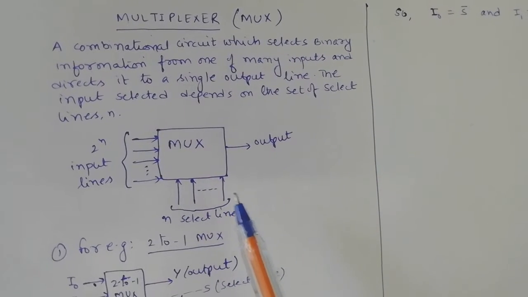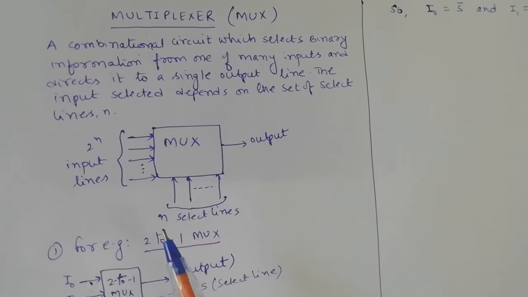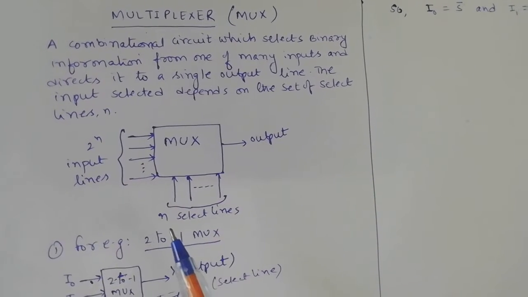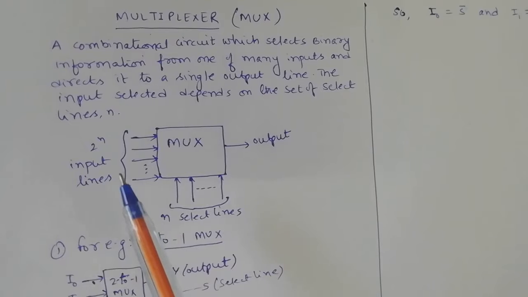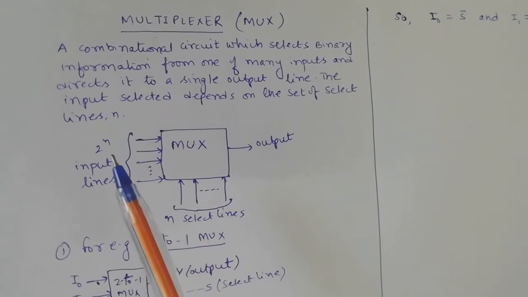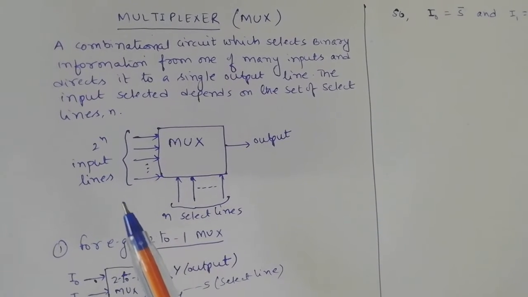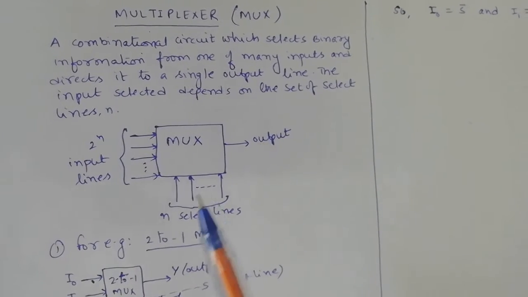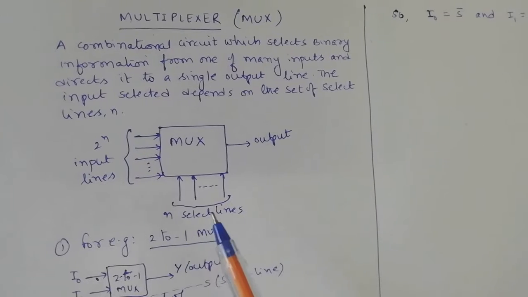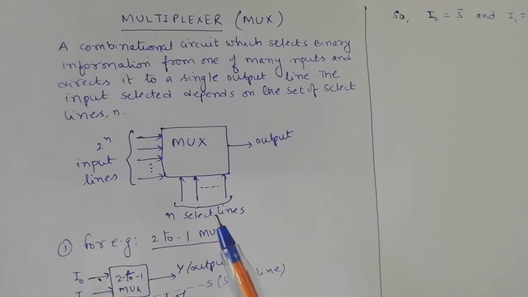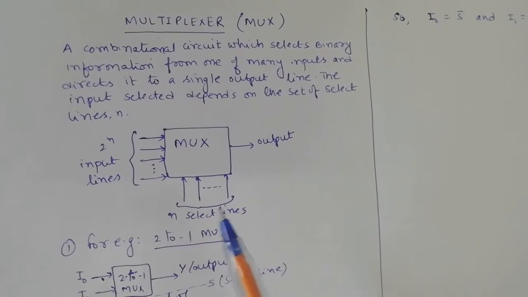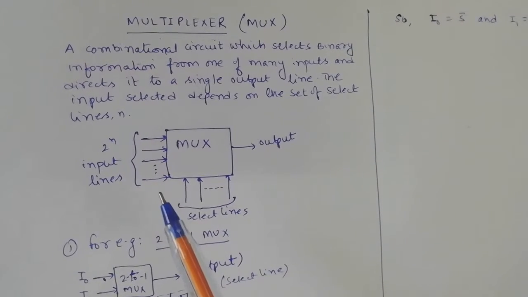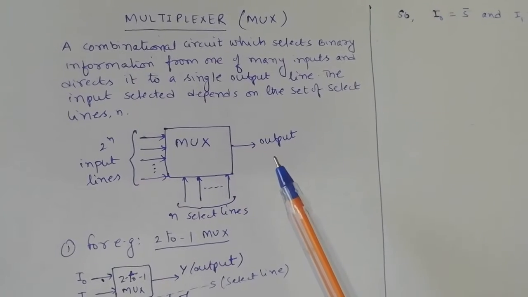So this is the block diagram in which we have n select lines. Based on these n select lines, there are 2 raised to n input lines, and the output is mainly controlled by these n select lines. So based on the combination of these n select lines, one of the inputs is directed to the output line.